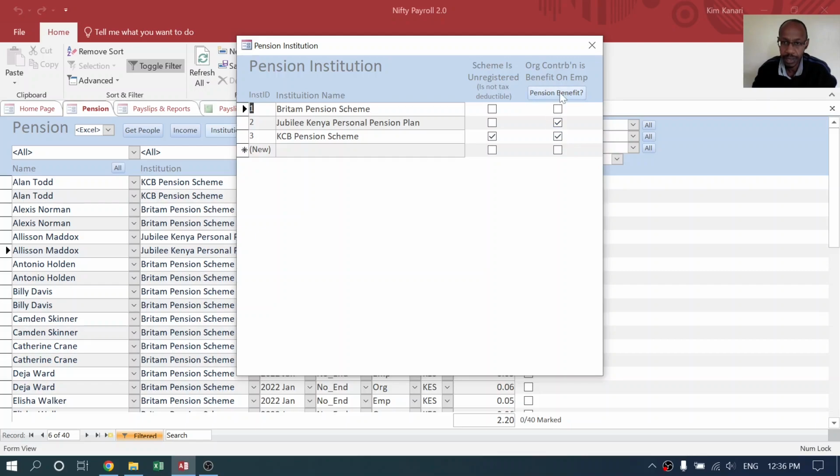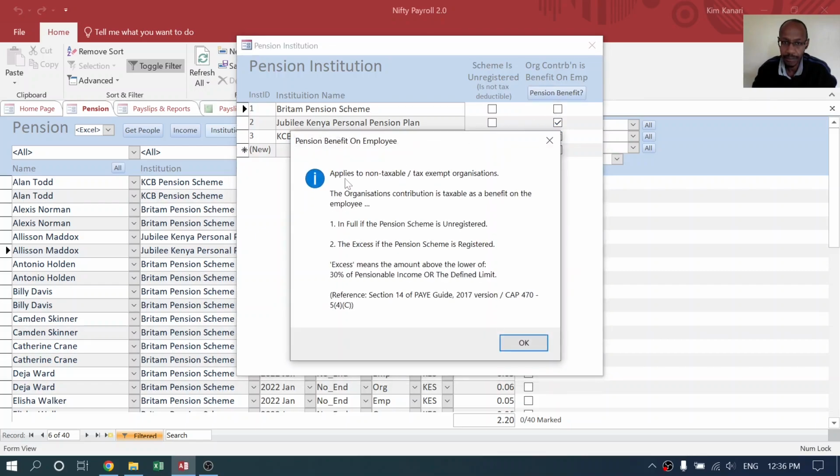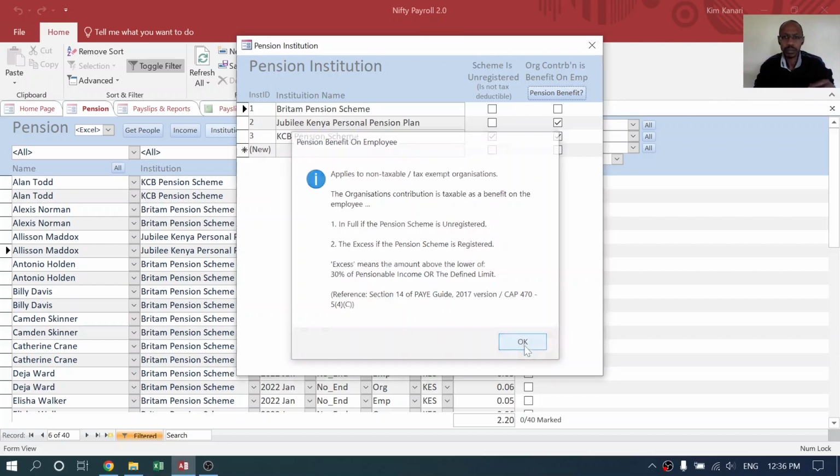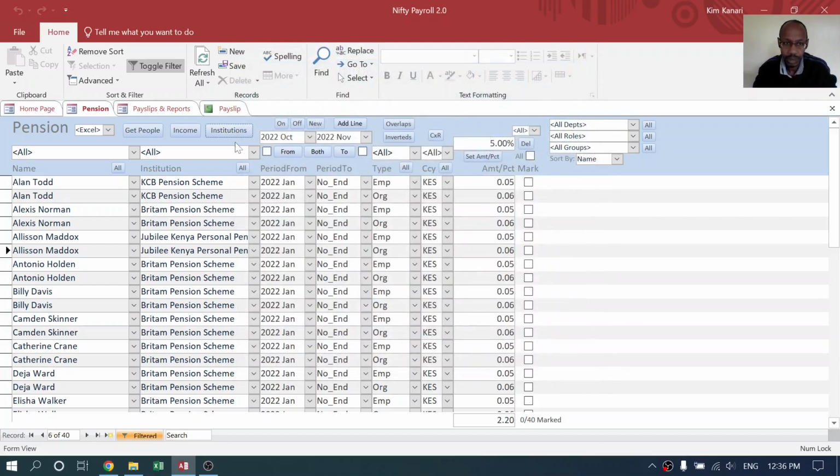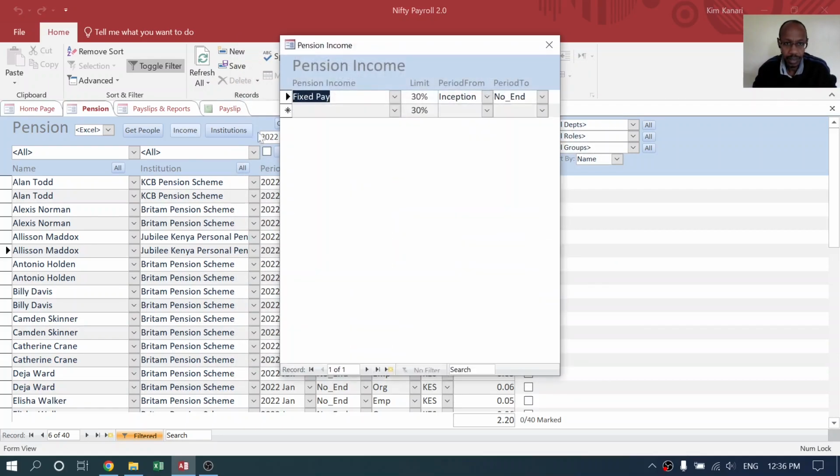What does that mean? In the case of non-taxable or tax-exempt organizations, the organization's contribution is taxable as a benefit on the employee. It's taxable in full if the pension scheme is unregistered, and only the excess portion if the pension scheme is registered. Excess means the amount above the lower of 30% of pensionable income or the defined limit. Now you also indicate what income the pension is on here. So in our case, we are saying it's on fixed pay. The options is either on basic pay or fixed pay.